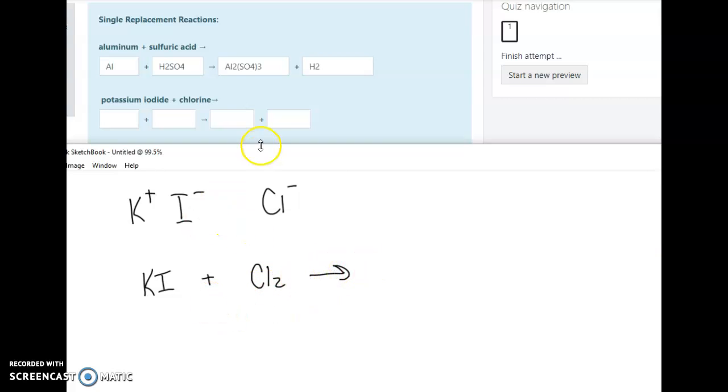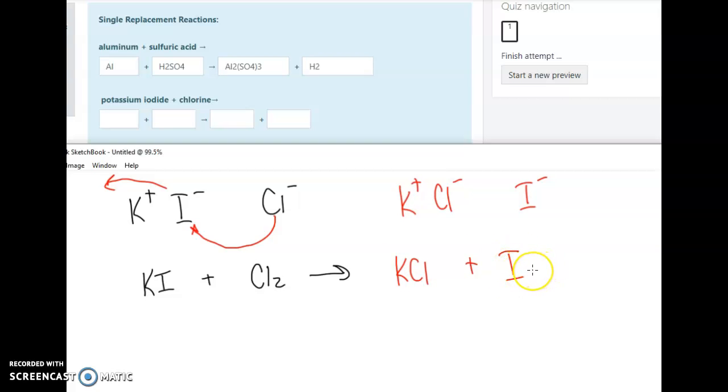When you look at this reaction and single replacement, you need to know what's going to replace what. So we look at our charges for our ions. We see that chlorine is going to kick out iodine. So K will combine with chlorine, and I will be alone. When I crisscross, I get KCl, the ones cancel out, and iodine on that gas sheet is a diatomic gas, so we put it like that.